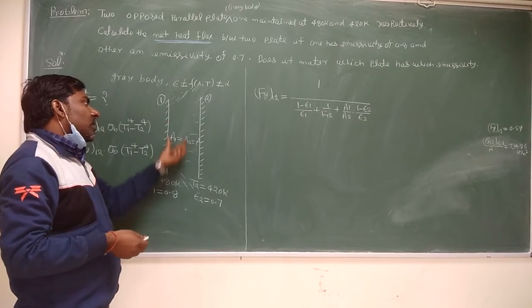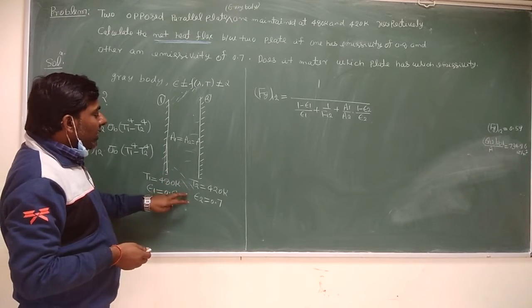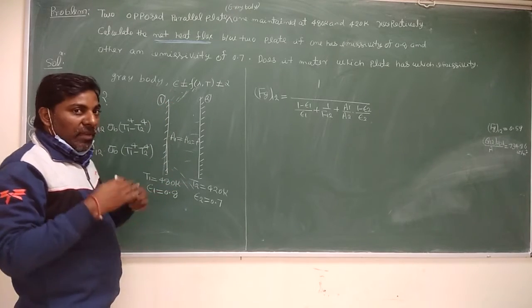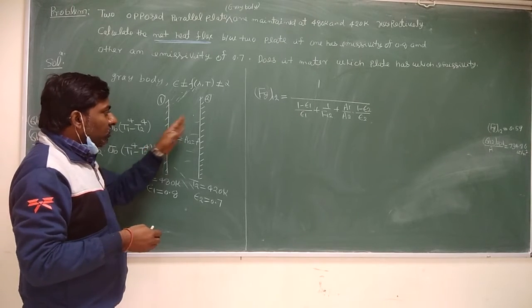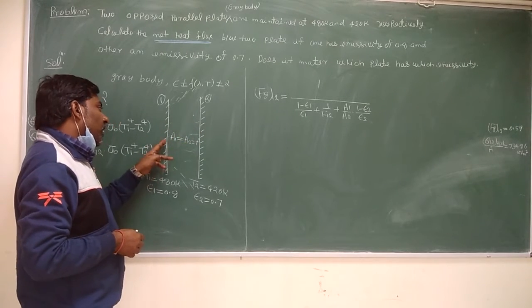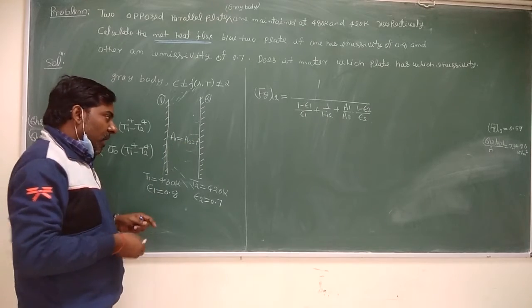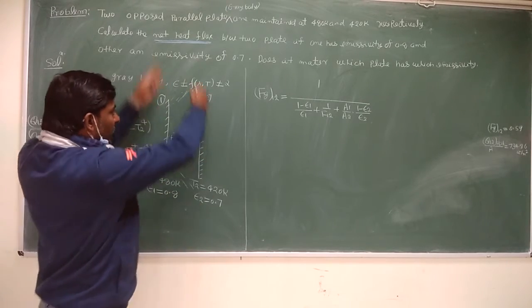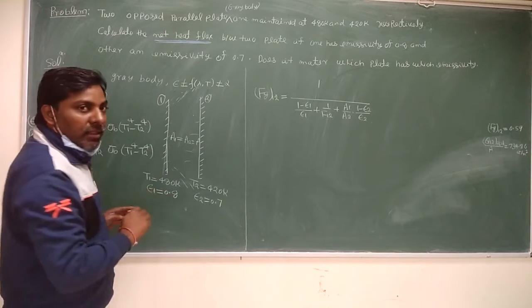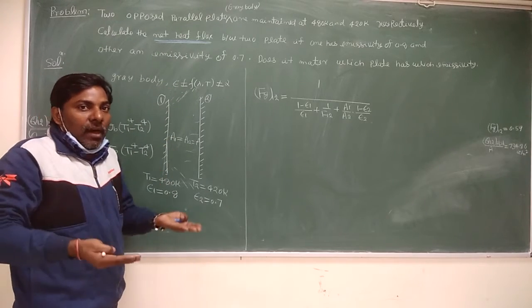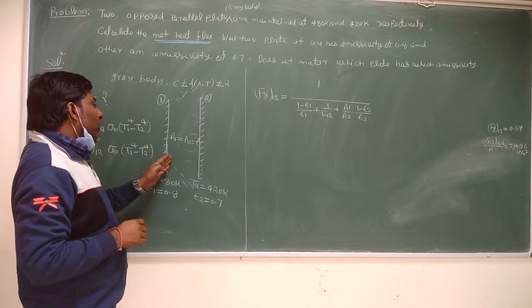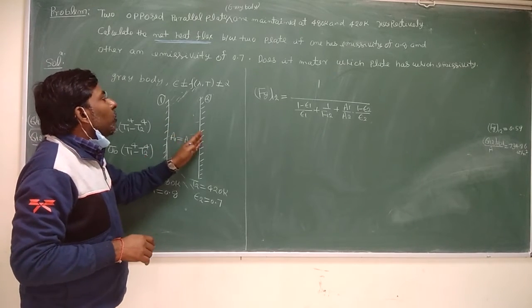So if this plate is short, this amount of radiation which is going to the surrounding may be considerable with respect to the radiation which is going from plate 1 to plate 2. So shape factor from 1 to 2 cannot be 1. But if the plate is very large, then the portion of radiation going from the end to the surrounding will be very small compared to the fraction which is going from plate 1 to plate 2.